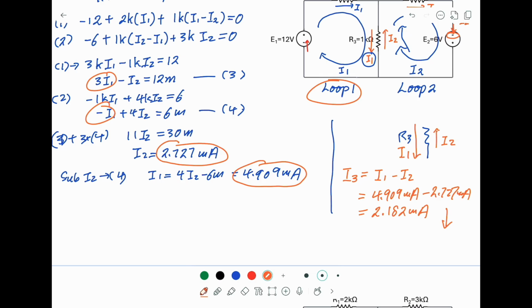Next, we can calculate the voltage across R3 with Ohm's law. So V3, the voltage across R3, is equal to R3 times the real, physical current passing through. So this is I1 minus I2, or 2.182. So you're getting 1k ohm times 2.182 milliamp. So you will get 2.182 volt. This is the voltage across R3.